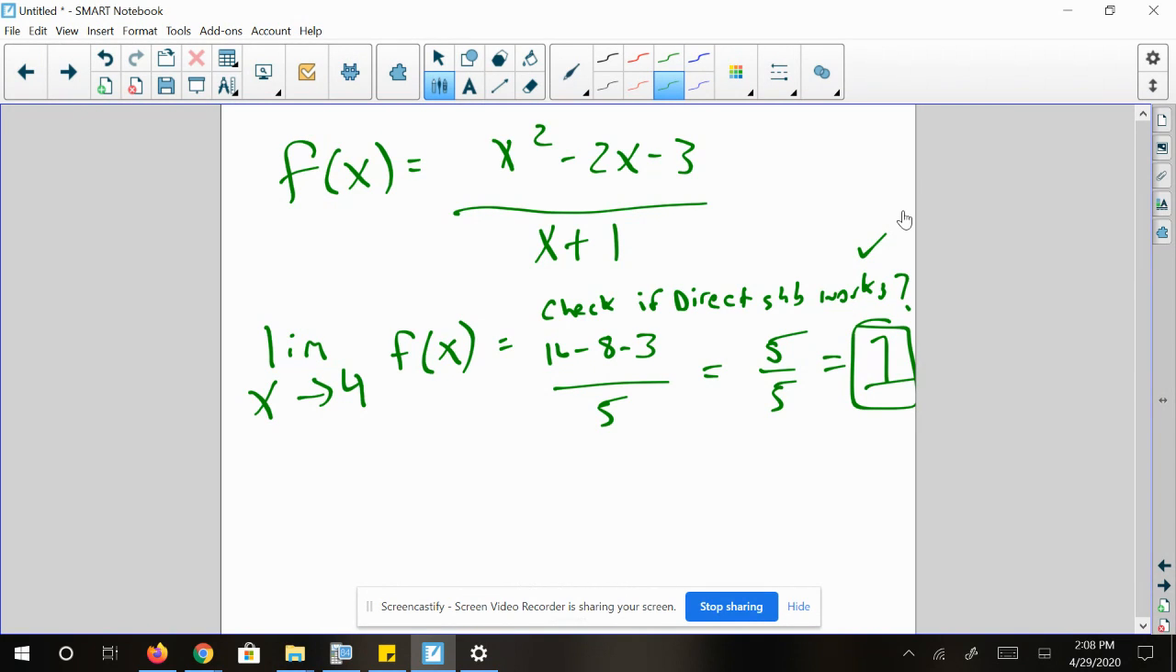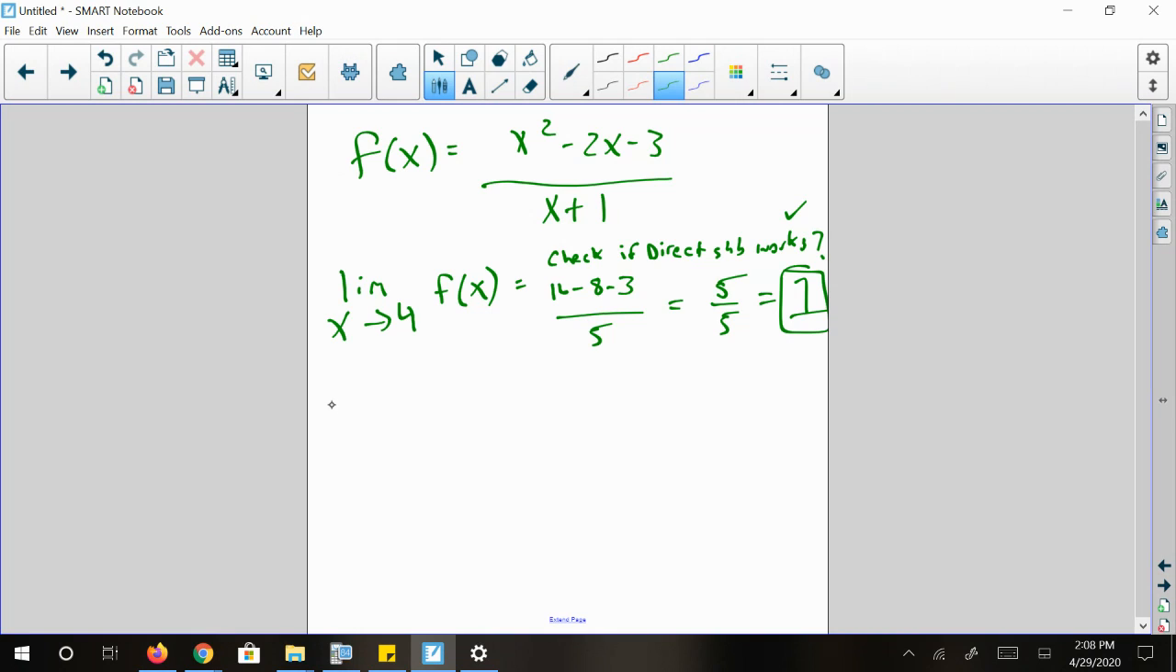Okay, now, what if the next thing I ask you is what's the limit as x approaches negative 1? Okay, let's try direct substitution. If I try direct substitution on this, negative 1 squared is 1. Negative 2 times negative 1 is positive 2 minus 3. And then on the bottom, negative 1 plus 1 is 0. Well, 3 minus 3 is 0, divided by 0. I can't divide by 0. Therefore, in this particular case, direct substitution does not work.